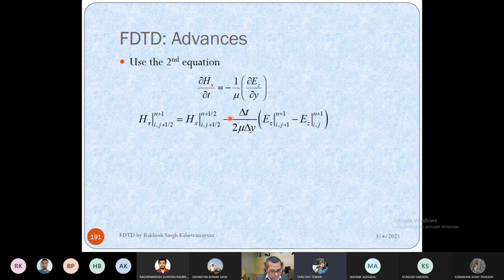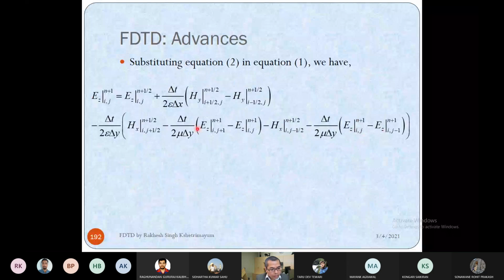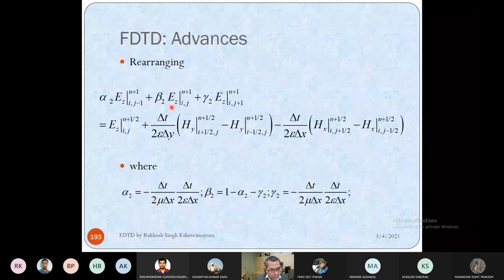So use this equation and plug it in this term here, then you'll get the equation. So you plug it in the right hand side, the two terms which are implicit, the last and last but one term, and you combine the terms like last time. So alpha 2 Ez i comma j minus 1 plus beta 2 Ez i comma j plus gamma 2 Ez i comma j plus 1. So here these electric fields are all at the same time instant, n plus 1, n plus 1, n plus 1.